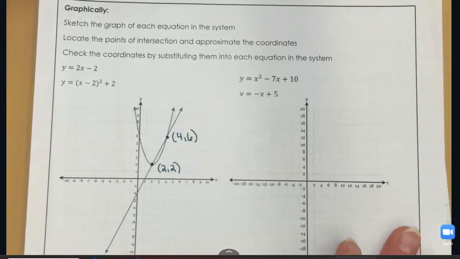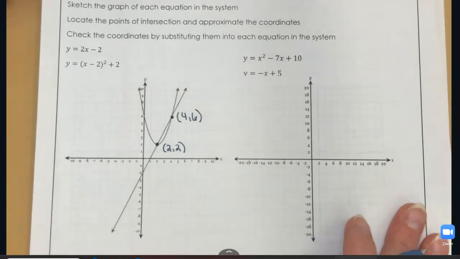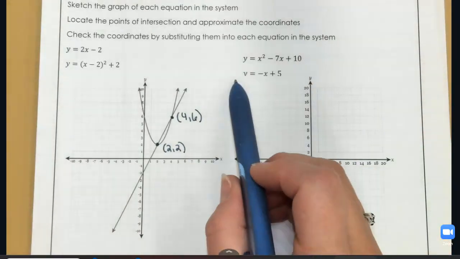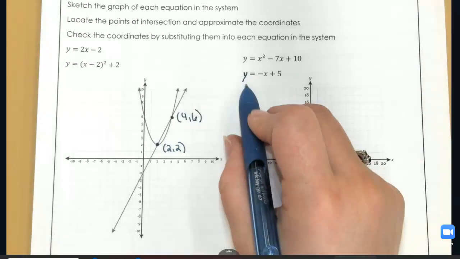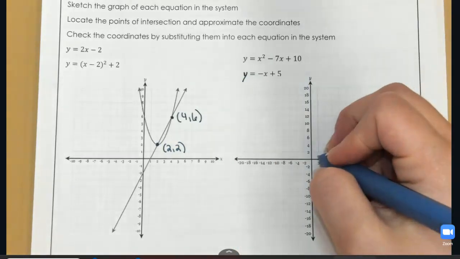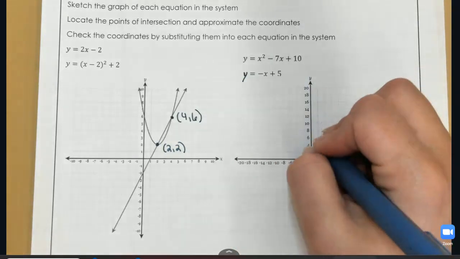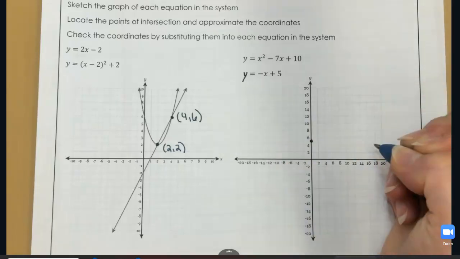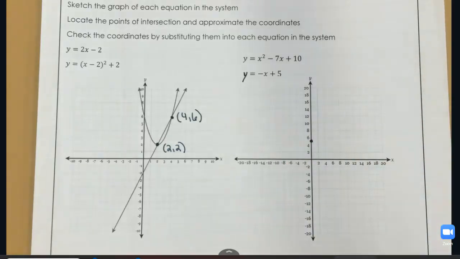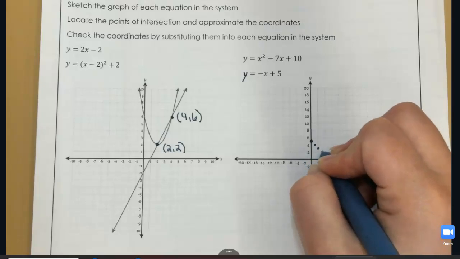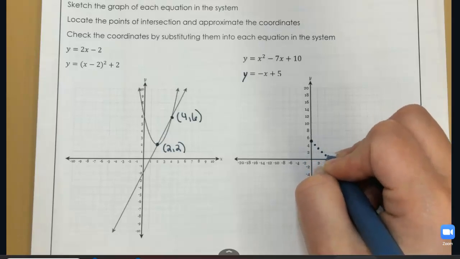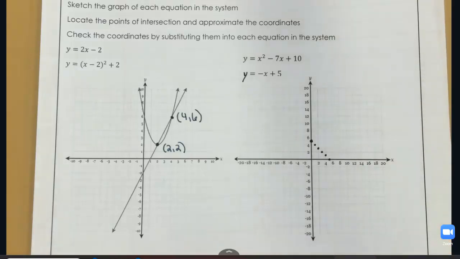Now, if I don't already have them graphed and I need to do that by hand, that's fairly easy to do. I'm going to start with my linear one, and sorry, that y looks like it's cut off a little bit there. y equals -x plus 5, that means that my intercept is at 5. And my slope is -1. So I'm just going to plot a bunch of points, connect the dots.